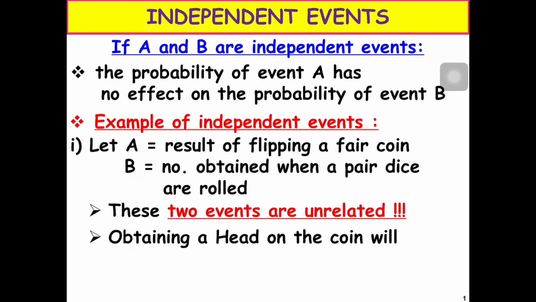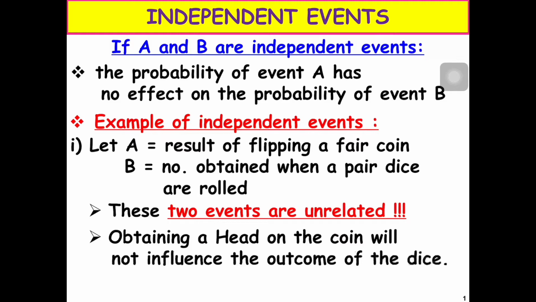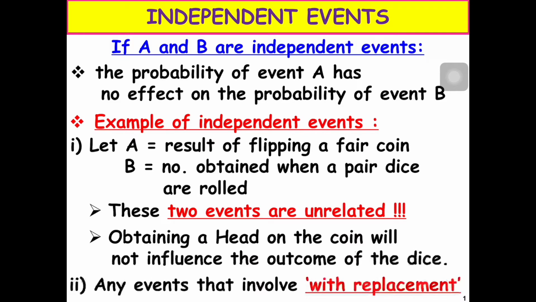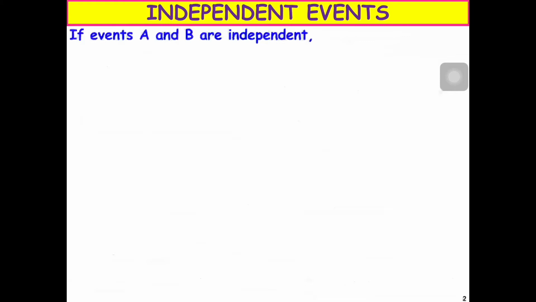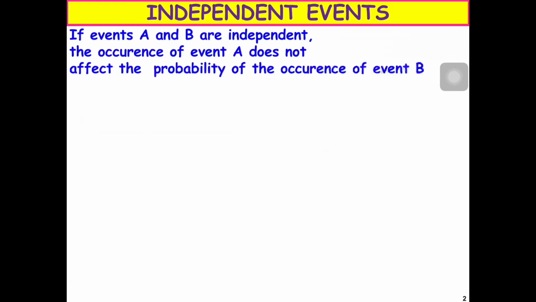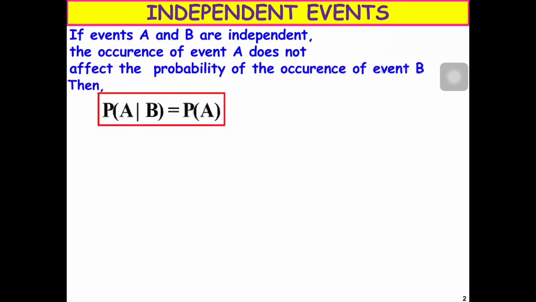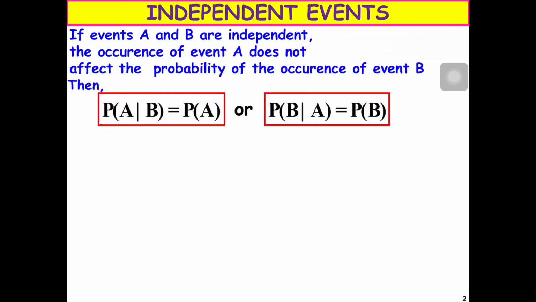So these two events are unrelated, as obtaining a head on the coin will not influence the outcome of the dice. Any event that involves replacement is also an example of an independent event. So if events A and B are independent, the occurrence of event A does not affect the probability of the occurrence of event B. Then probability A given B will equal probability A, or probability B given A will equal probability B.